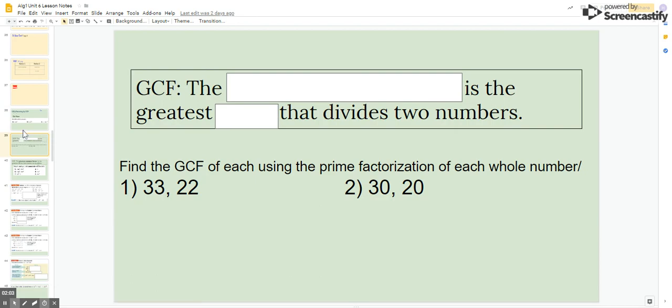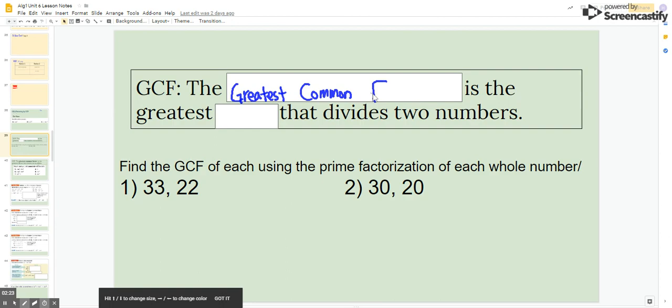All right, we're going to find the greatest common factor in each monomial in a polynomial. So we need to review what GCF means. GCF, I hope everyone remembers this. The greatest common factor, this is GCF, is the greatest factor that divides two numbers.